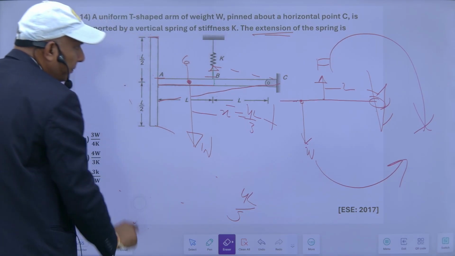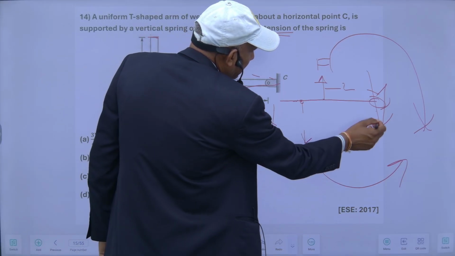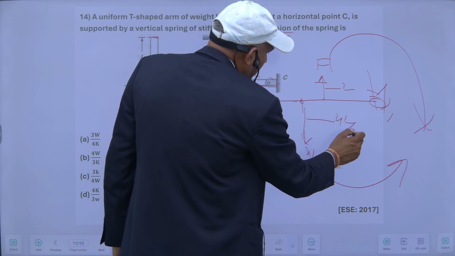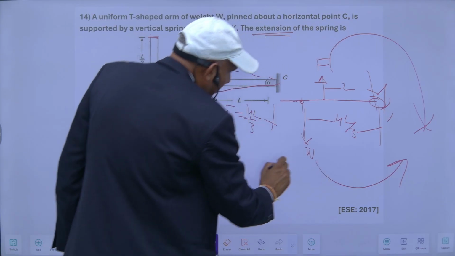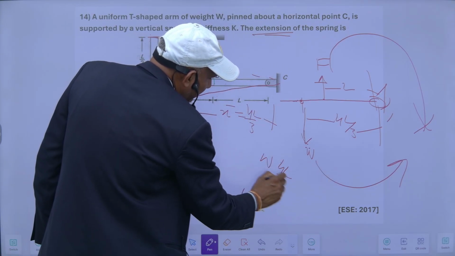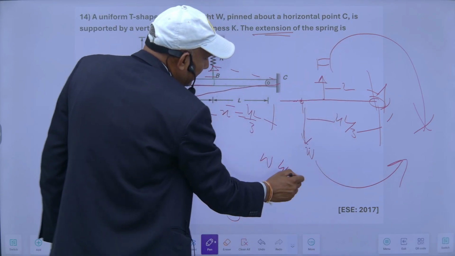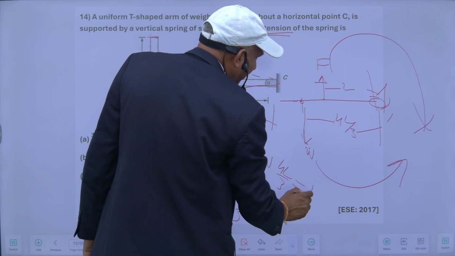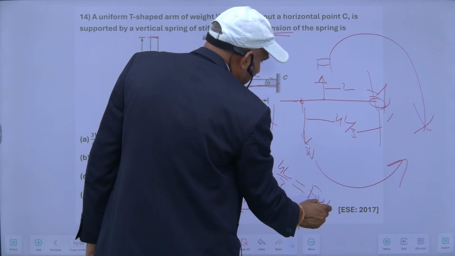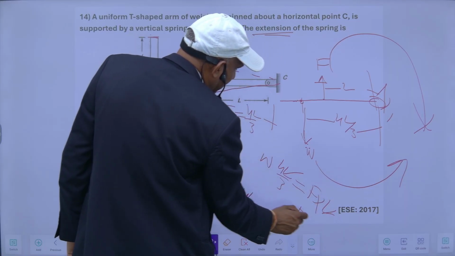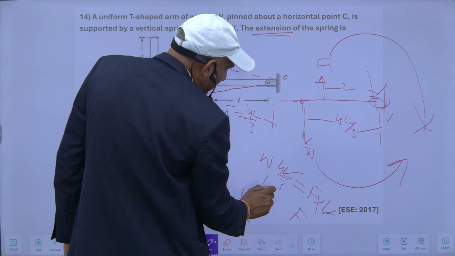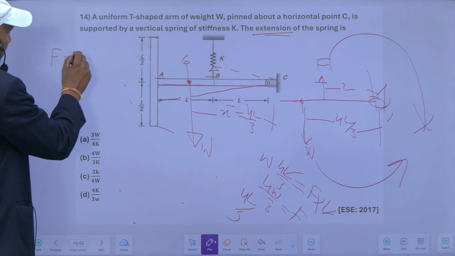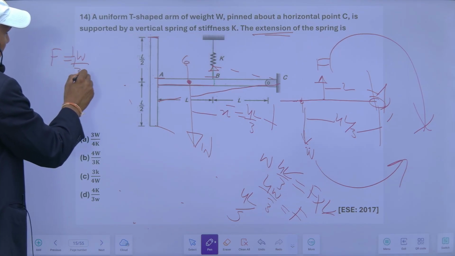Now we can say the weight acts at the centroid, at a distance of 4L by 3. So the moment because of this will be equal to W into 4L by 3. This is anti-clockwise, and this should be equal to the moment because of the force. Force in the spring is F into this distance L. So L will cancel each other. F will be 4W by 3. So this is the value of the force.